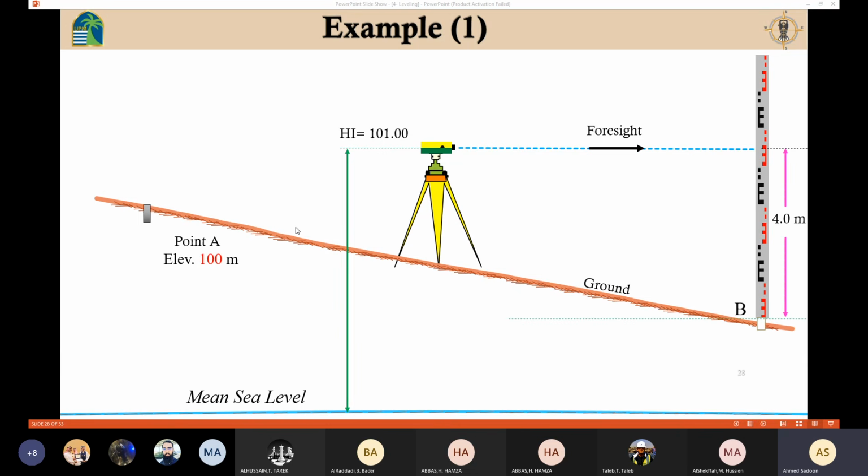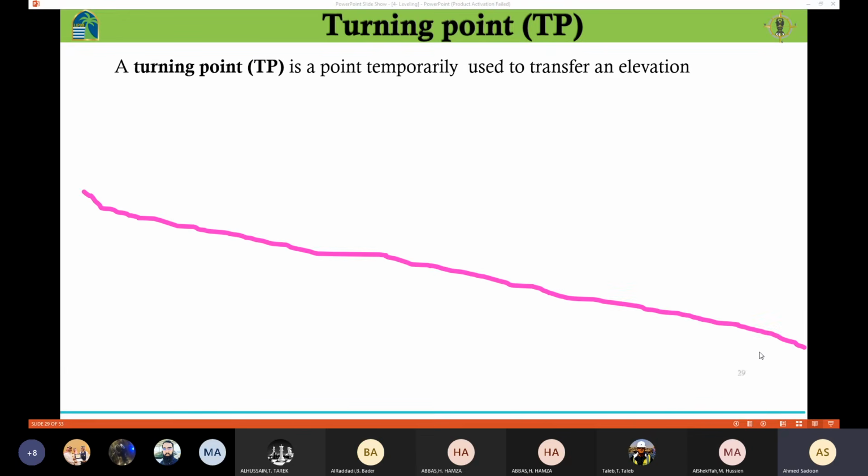So this difference should be the same as the difference between the point A and the point B. The level of the point A is 100 meters, and the level of the point B is 97 meters. So now the difference between them is 3 meters, which is the same difference between the backside and the foreside. Okay, so after you finish your calculation, you need to make a check by using the arithmetic method. So next time we're going to talk about the turning point.